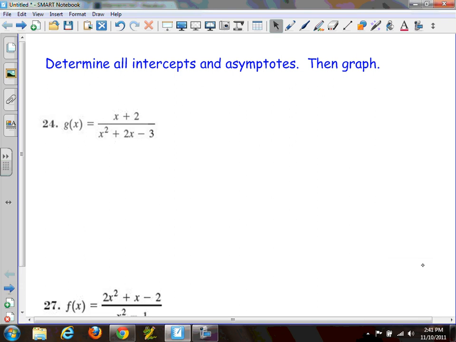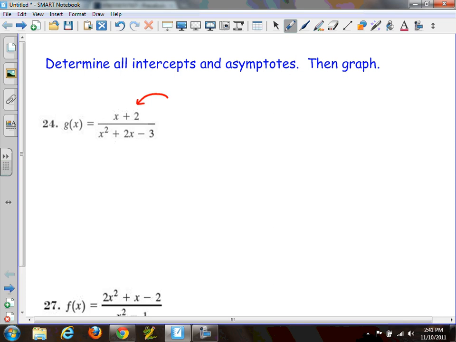I'm going to try to determine all intercepts and asymptotes, and then I'm going to try to give as much of the graph as I can without using the graphing calculator. So I like to use my favorite question everywhere: what makes 0? And what I mean is, what x makes 0?